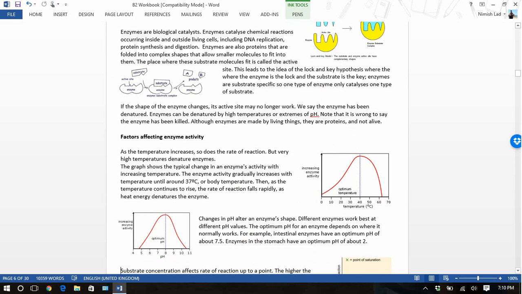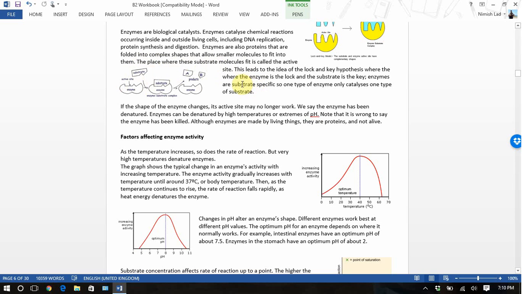So enzymes are biological catalysts. So enzymes link to all of this because enzymes are proteins as well. So they're biological catalysts. They speed up chemical reactions occurring inside and outside cells, including this replication of DNA, protein synthesis, and digestion. Enzymes are also proteins, as I just mentioned, but then they're folded into complex shapes that allow smaller molecules, substrates, to fit into them. The place where the substrate molecules, things that actually fit into the enzymes, fit is called the active site. So this is the active site, this is the enzyme, and here's a substrate that can fit into it.